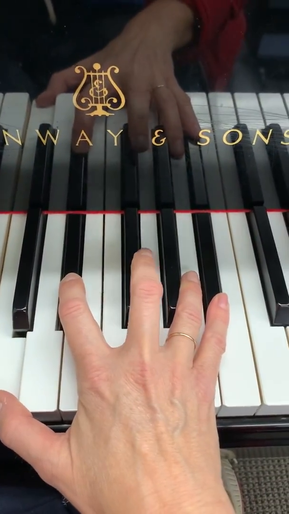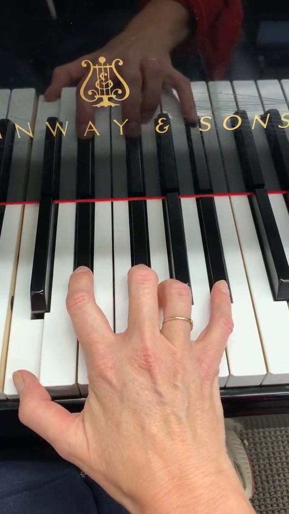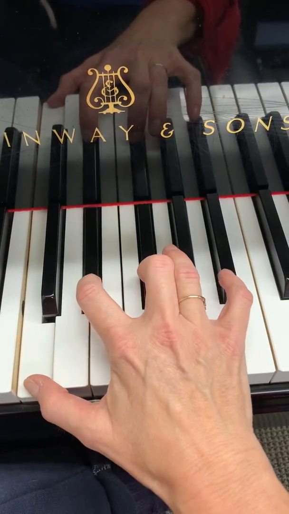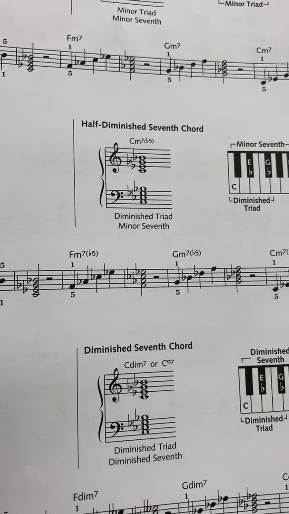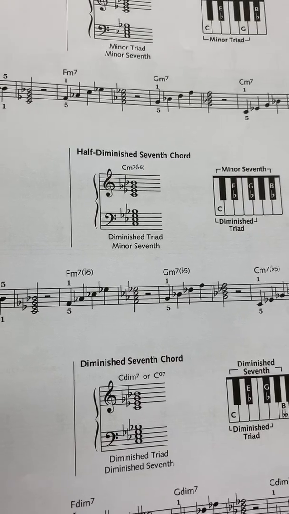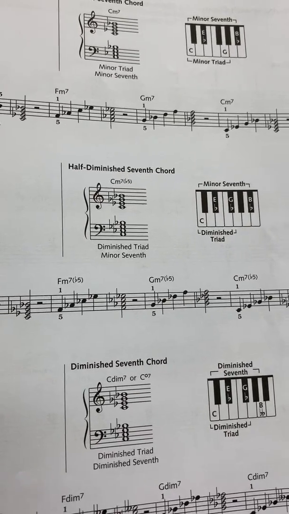And then the next step would be a half diminished 7th chord. So now we're lowering the G also in this case. So we've got C, E flat, G flat, B flat. Still a minor 7th on the outside, but now we've got a diminished triad on the bottom. And they'll label that sometimes C minor 7 flat 5. I'm used to seeing C with a little circle and a slash through it. Sometimes they label it like that in music theory.